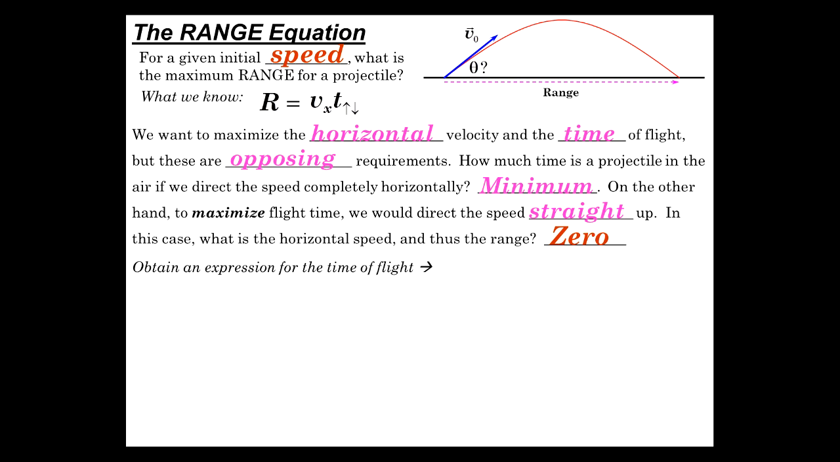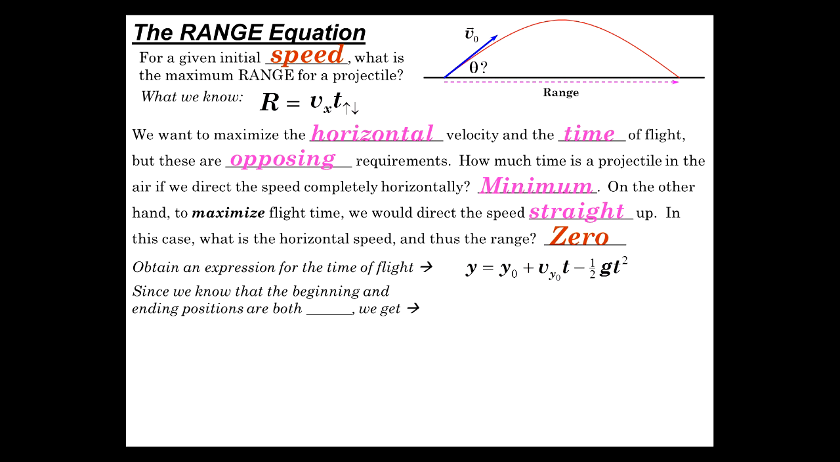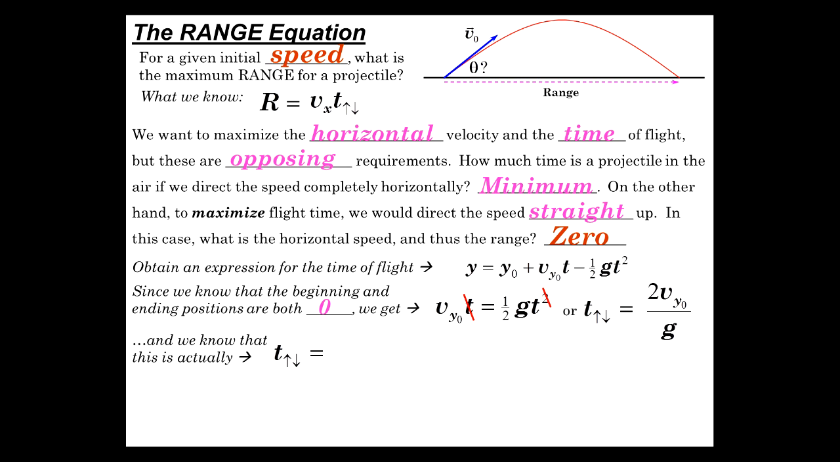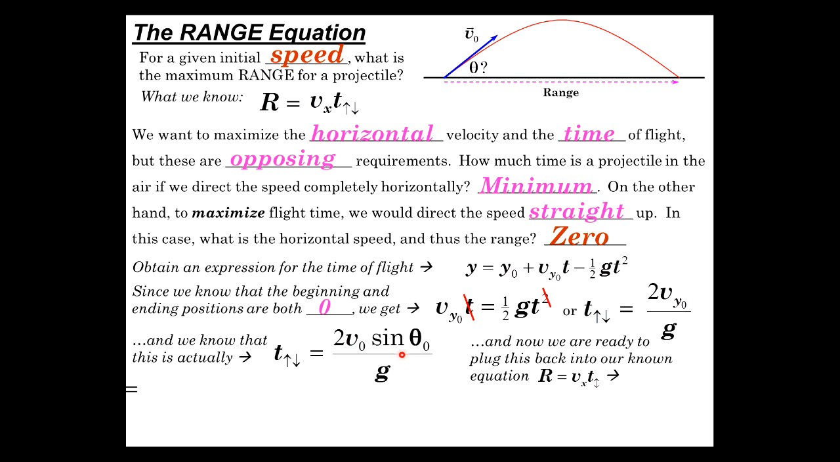So let's obtain an expression for the time of flight. Here's our answer still. Let's get time of flight. I'm going to use equation 5. The beginning and end are both 0. y0 and y are 0. So we get the simplified form. A t goes away, and we get the expression for time up and down is 2vy0 over g. Now, the time up and down actually is 2 vy0, where vy0 is v0 sine of theta, over g.